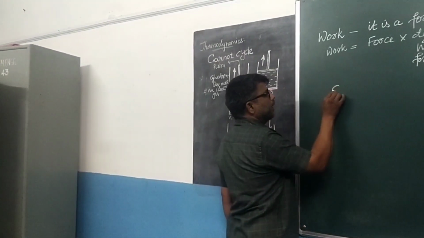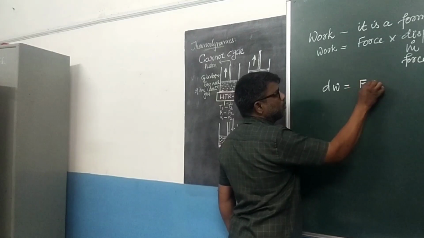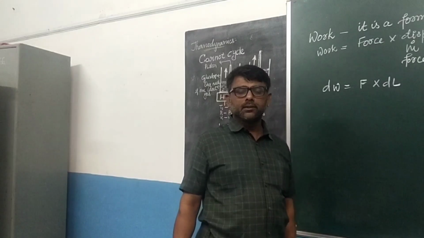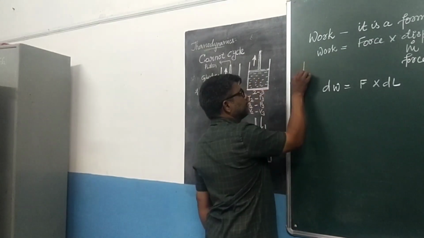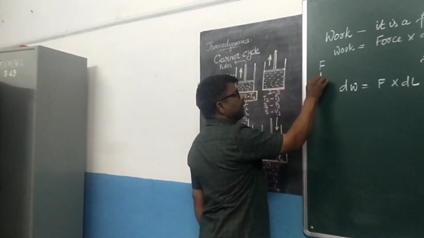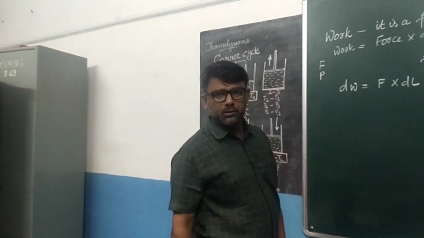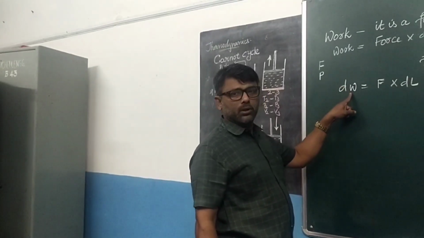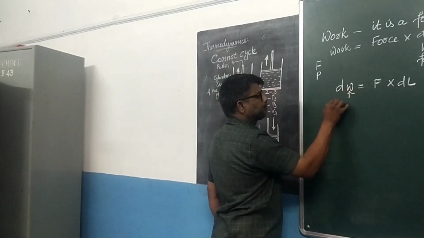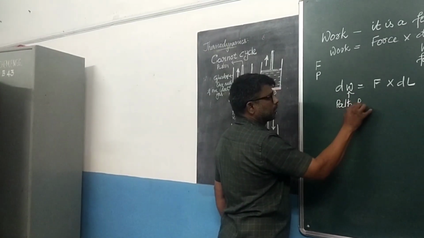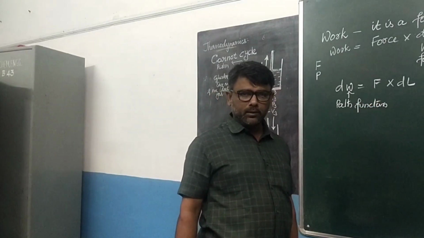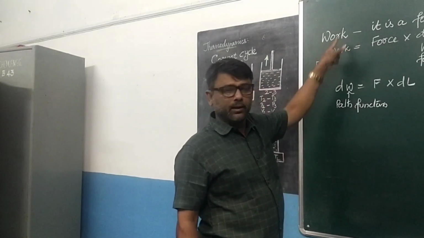Okay. Now I am going to write dW is equal to F into dl. While we discuss force, I can write directly F. While we discuss pressure, I can directly write P. But in case of work, you should not write directly W is equal to force into displacement, because work is a path function. Clear? Moreover, both work and heat are energy in transit.